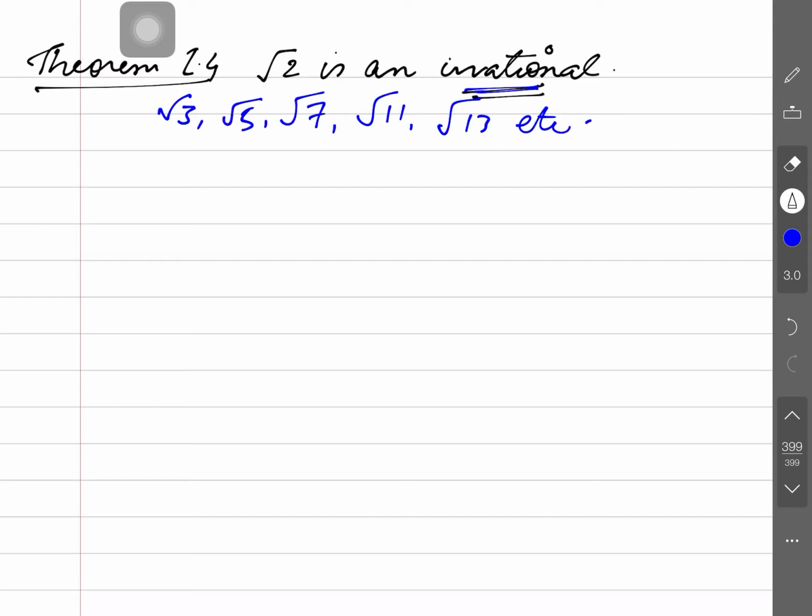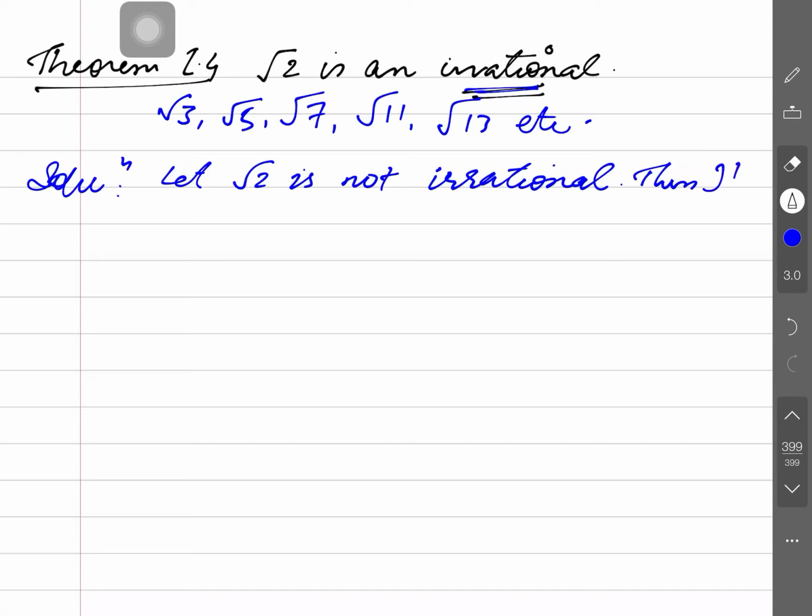Okay. So, I am supposing here, solution: let root 2 be not irrational. Root 2 is not irrational. If it is not irrational, then it will be what? Rational. It will be rational. If it is not irrational, then it will be rational.